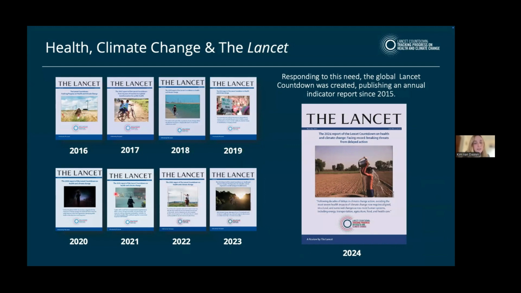So responding to this need, the Global Lancet Countdown was created in 2015 as a monitoring exercise, and we have been publishing an annual indicator report since that time. And in this indicator report, we track different aspects of climate change and health from a date as far in the past as we can to a date as recent in the present as we can.